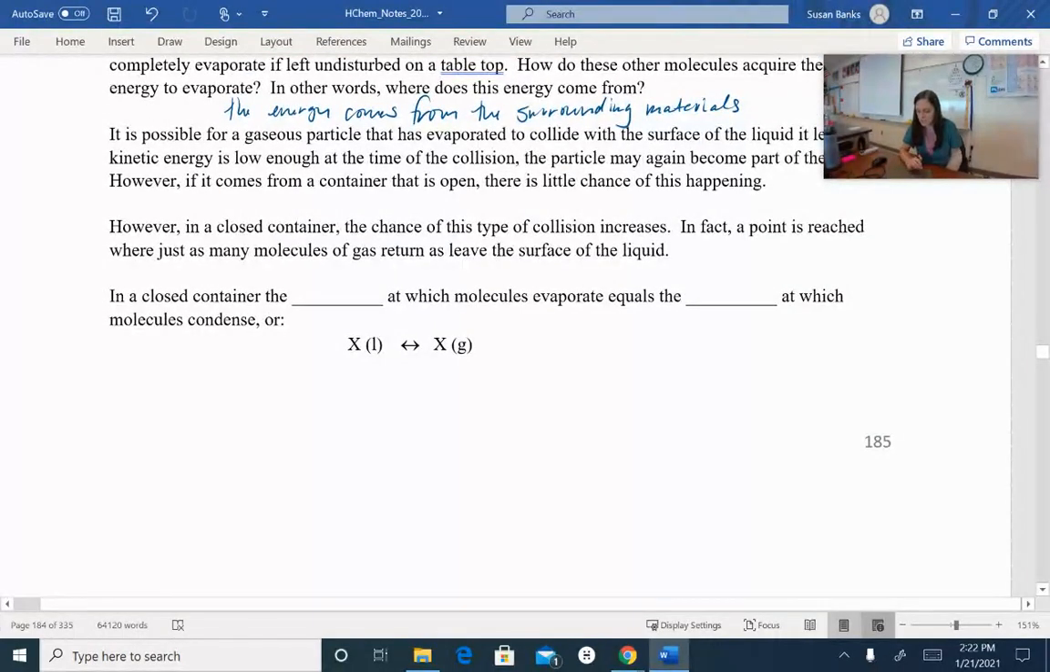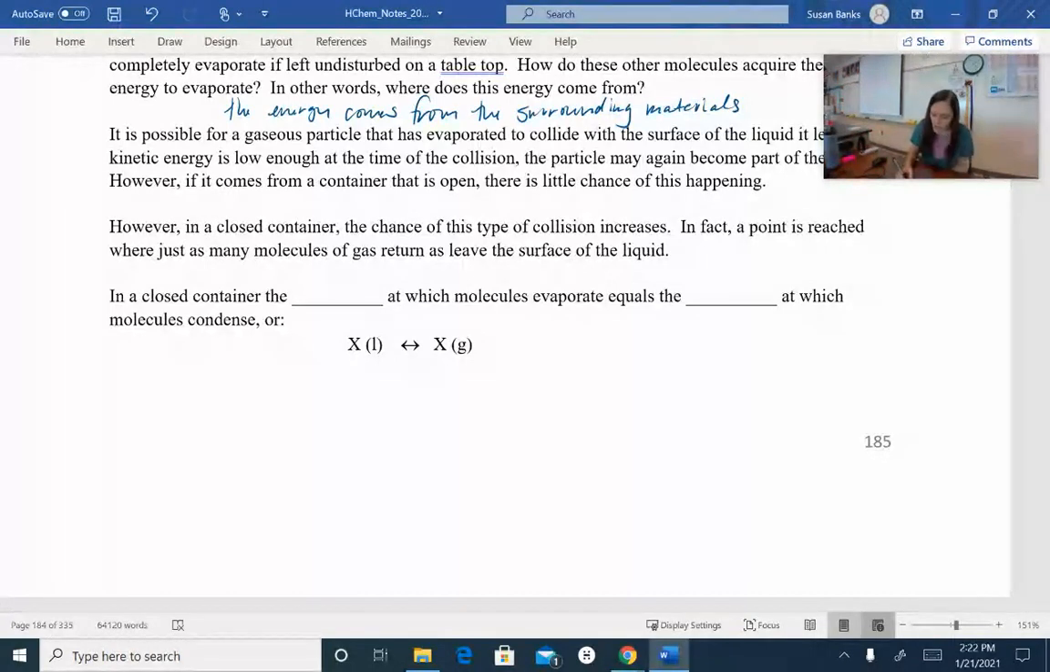It really increases. In fact, a point is reached where just as many molecules of gas are returning to the liquid state as are leaving the liquid state for the gas state. Okay, in this closed container, the rate at which the molecules evaporate equals the rate at which the molecules condense. Or in other words, if I have the liquid state, it can go to the gas state right here, and the gas state can go back to the liquid state.